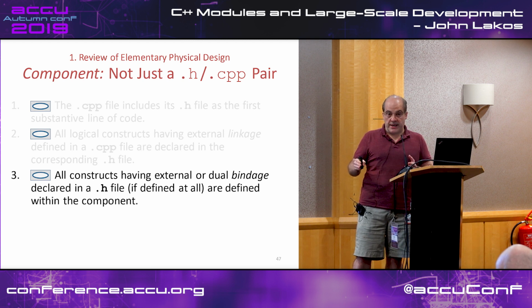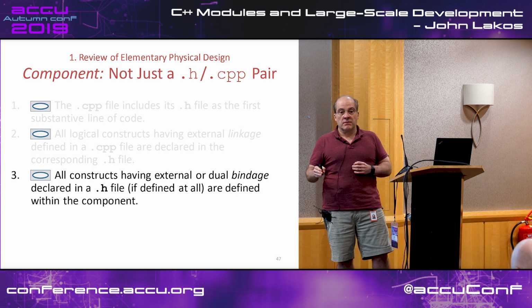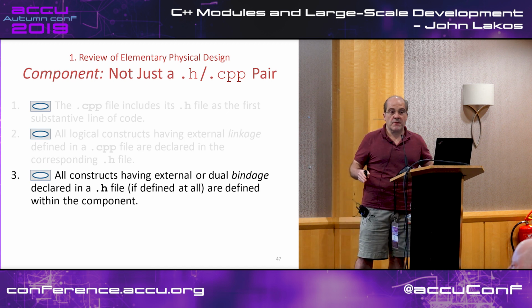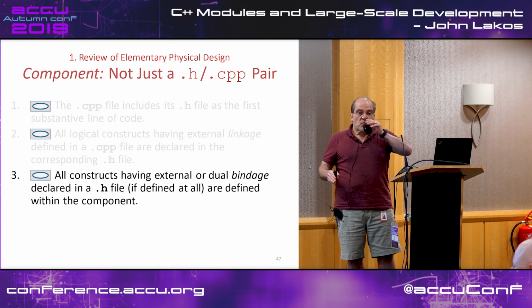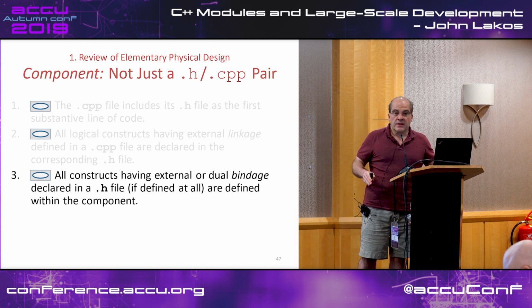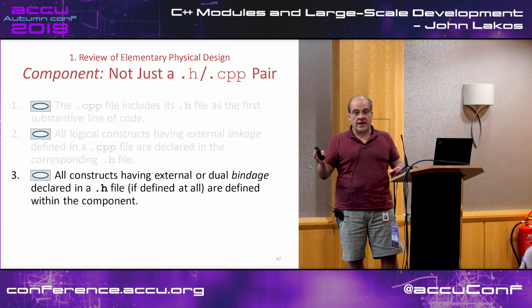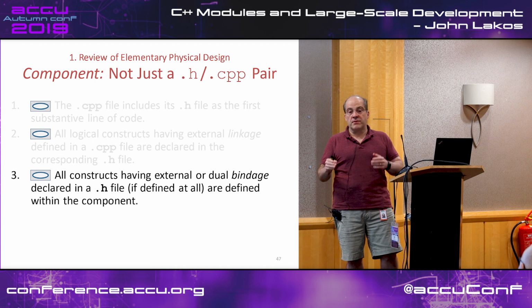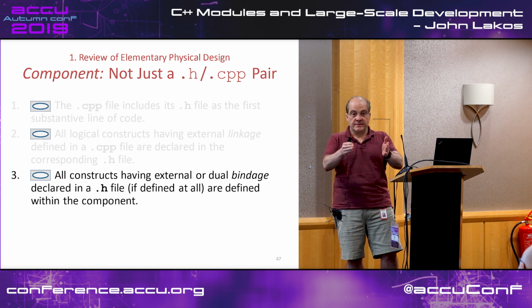And if you have dual bindage, guess what? It could be either. So what's an example of something that has internal bindage? Anybody want to throw out a construct in C++ that has internal bindage? So I'll give you an example, a typedef. Right? The linker does not get involved with typedefs. If you define a typedef, it's an alias, the compiler's got to see it. Does that make sense? Okay.